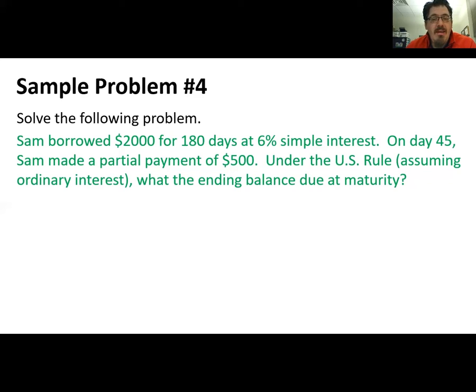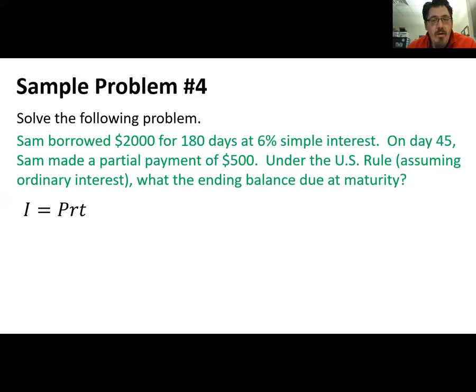So again, the key thing here is Sam made a partial payment. He paid a little bit towards that, so that's going to reduce the principal and ultimately influence how much he's going to have to pay back when all is said and done. All right, so we've got our simple interest formula.